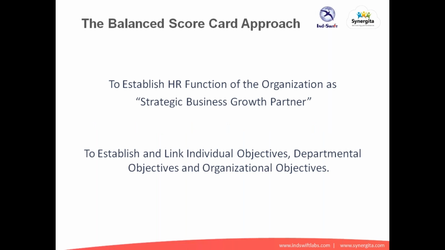The balanced scorecard approach. What is a balanced scorecard? A balanced scorecard is basically a measurement tool of a department which balances the department's objectives with the objectives of the organization. That's why it is known as a balanced scorecard. It balances three aspects: the organization's objectives with the department's objectives and with the individual's objectives. It balances all these objectives on a common platform. That's why it is known as a balanced scorecard.